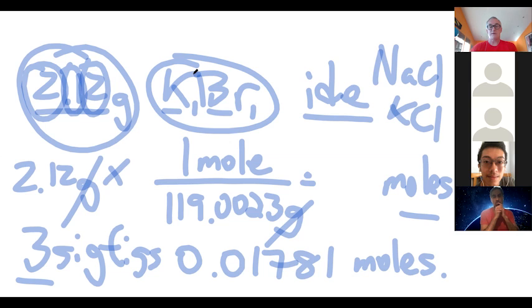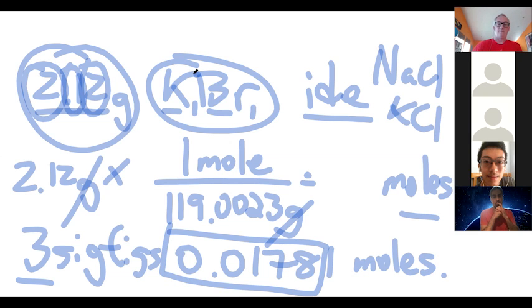For number of moles? 0.0178. Yep, bingo, excellent. That would be our final answer. So if you were to put this on an exam, you would lose half a point or something. Your answer isn't wrong.